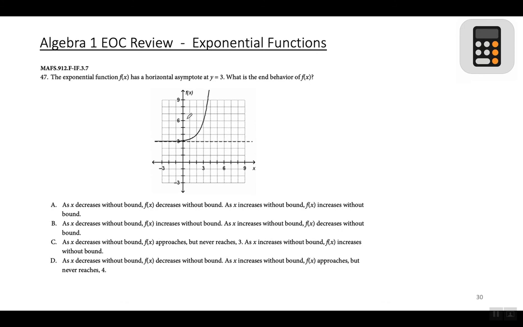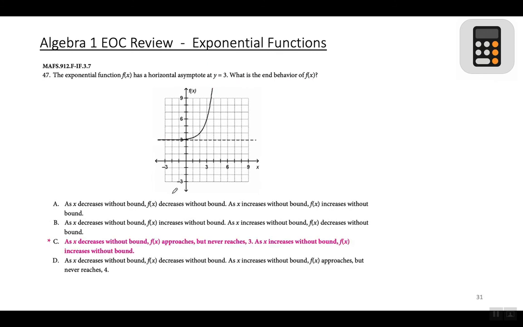All right, almost done with this review part here. I know this is long. Okay, this one's asking about the end behavior of f of x. What that means is that it's talking about the end behavior of the graph, like this way and this way. Let's look at the correct answer so that I can talk about it quickly.